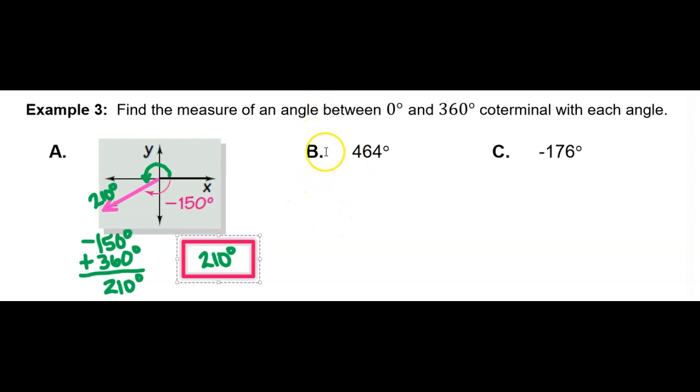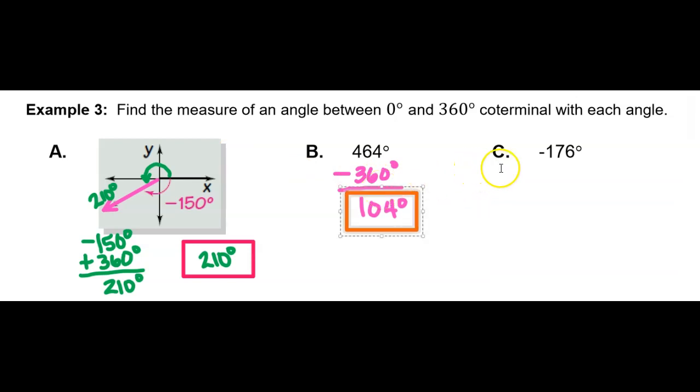All right, so let's look at example B. So we're looking to find an angle coterminal with 464 degrees that is between 0 and 360. Well, obviously, if we want this to be lower, we are going to have to subtract out a multiple of 360 degrees. So if we subtract the multiple of 360 degrees from 464, we're going to end up with 104 degrees. So 104 degrees would be considered to be coterminal or end up in the same location as an angle measure of 464 degrees.